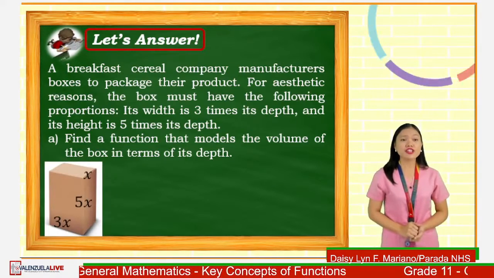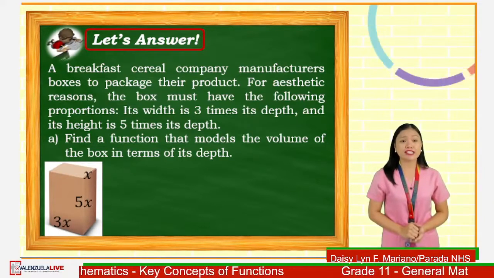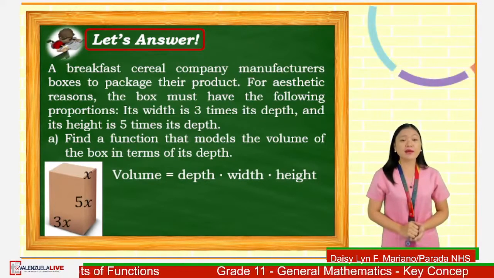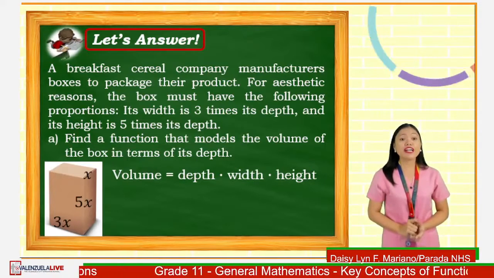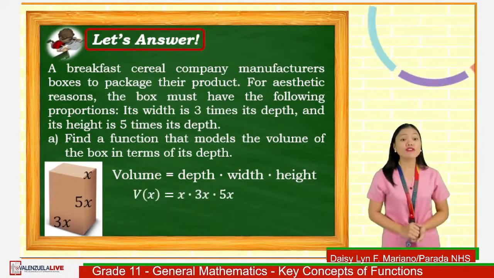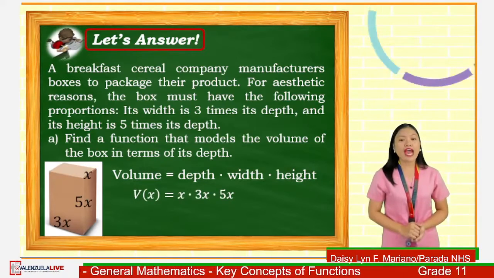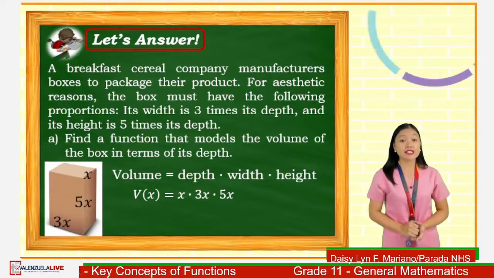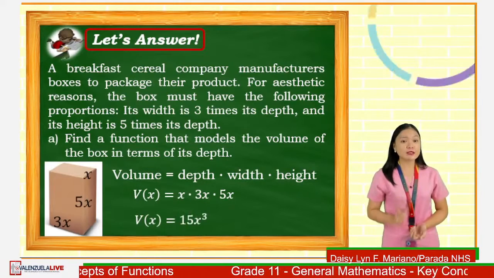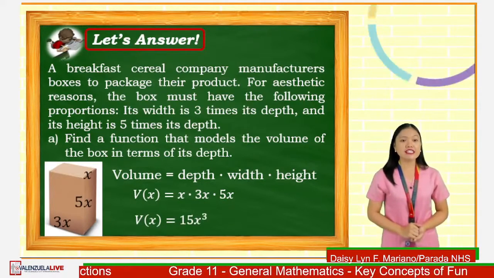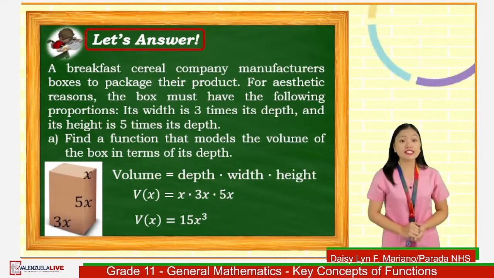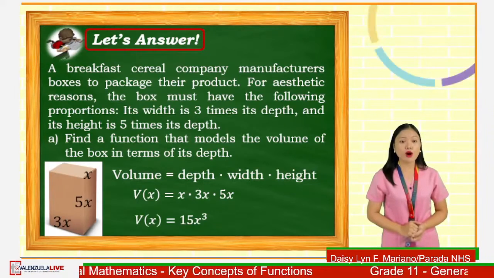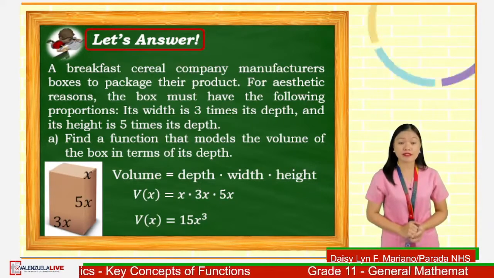To find a function that models the volume of the box in terms of its depth, we have volume equals depth times width times height, where x represents the depth of the box. Thus, we have V(x) = x · 3x · 5x. Getting its product, we have V(x) = 15x³. And this is the function that models the volume of the box in terms of its depth.